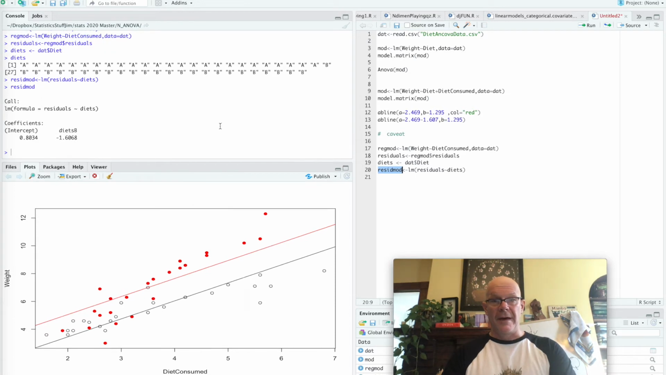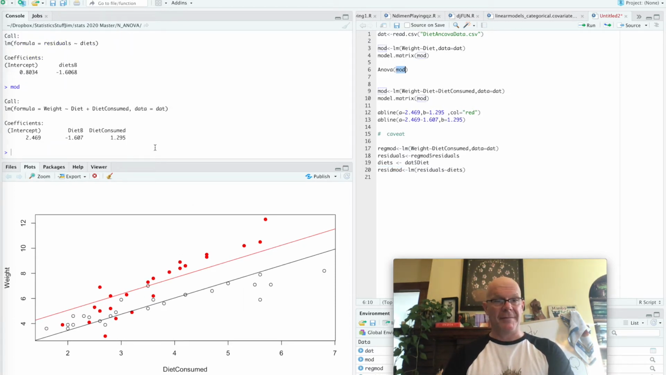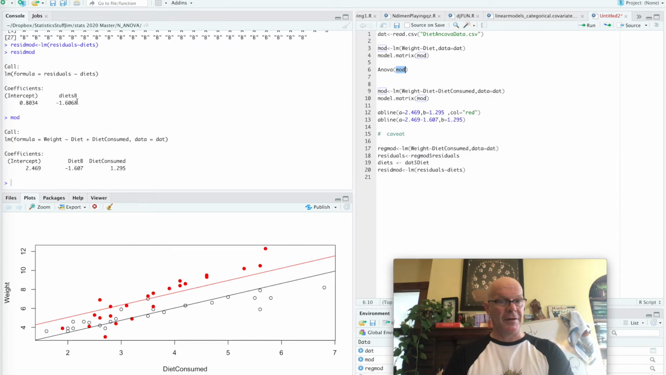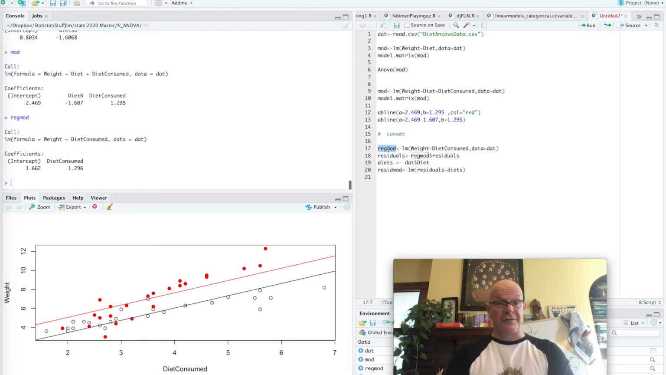Okay. And we can compare that against the parameters of our big model, where we included them both. And notice that the overall effect of diet has stayed the same. And if we were to look at the residual model itself, right, we are getting the same slope that we got in the big model. And so then, and this is totally fine, because this is really what's happening behind the scenes of this model. If we're looking to estimate a parameter for the effect of diet, we're going to partial out the effect of diet consumed and then estimate a parameter for diet.